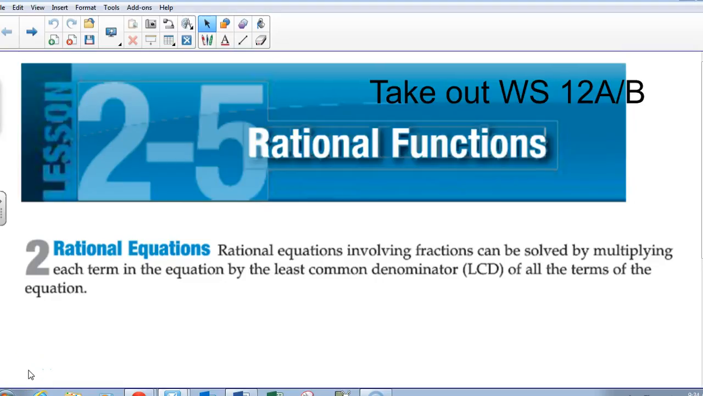All right, we're going to work on worksheet 12 and lesson 2.5, but we're going to talk about the rational equations part instead of the graphs. We're going to do this out of order a little bit. Rational equations are equations involving fractions, and particularly ones with variables in the denominator. We're going to multiply through by the least common denominator to get rid of all the denominators.